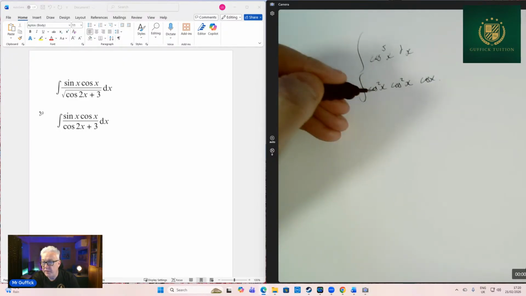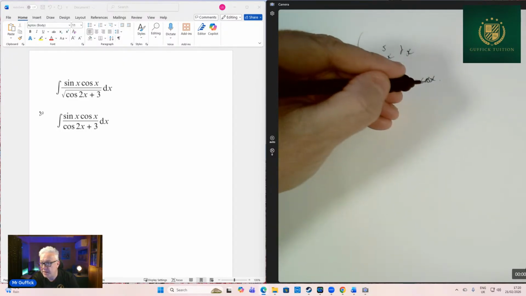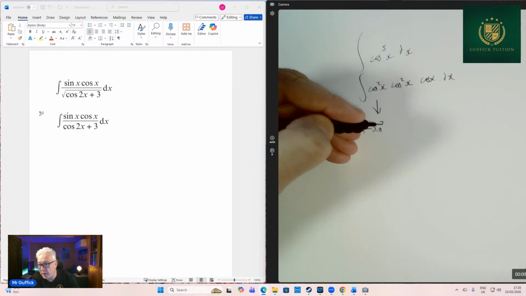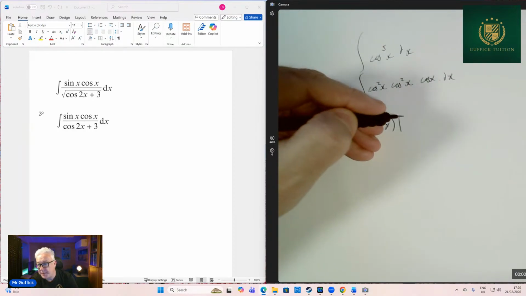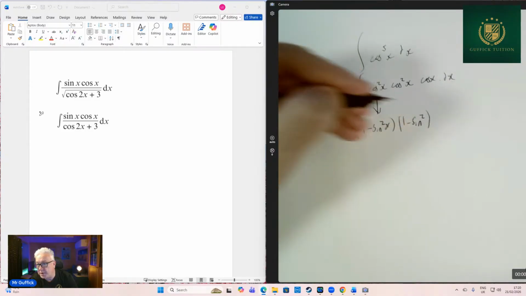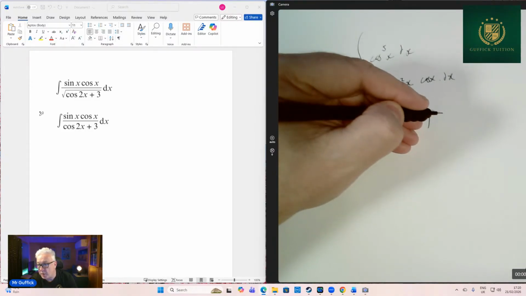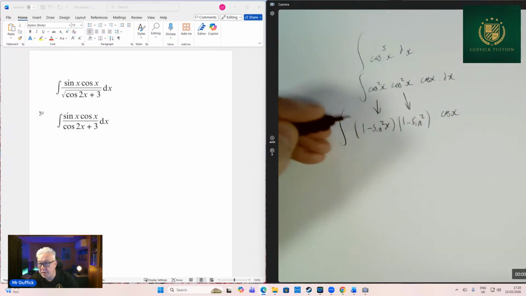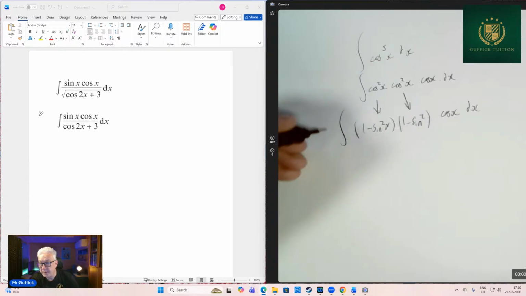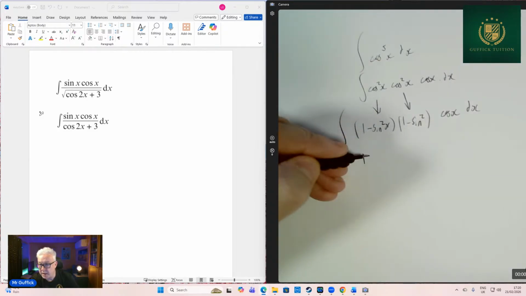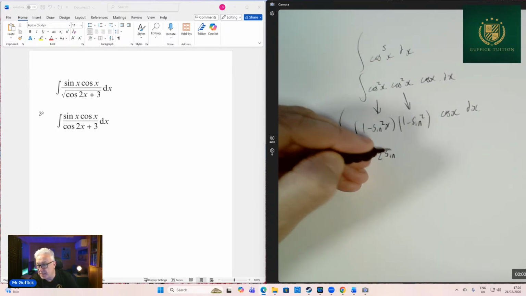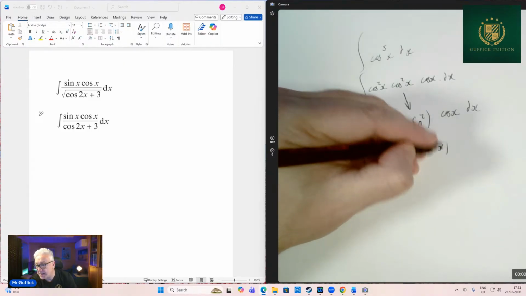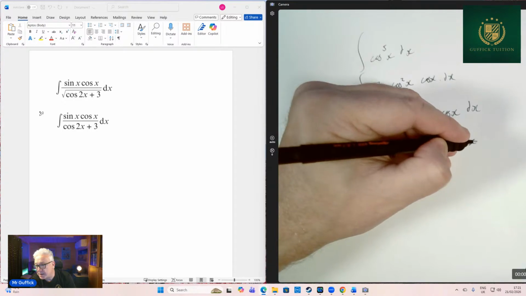Now with cos to the 5, I've thought of it as cos squared times cos dx, and cos squared is going to be 1 minus sine squared, times another 1 minus sine squared. So what I'm doing is replacing cos squared with 1 minus sine squared in both cases. Okay, I'm now going to expand this double bracket here. So that's going to go to 1, minus 2 lots of sine squared x, plus sine to the power 4x, all times cos x dx, like that.